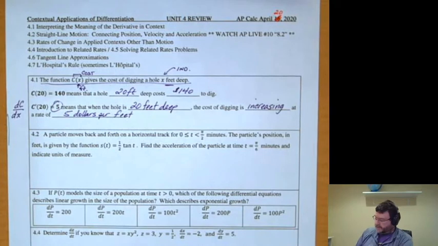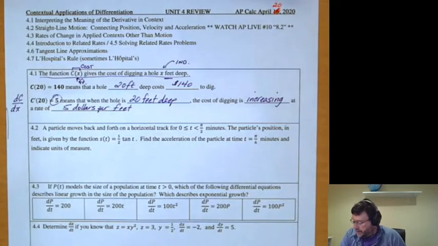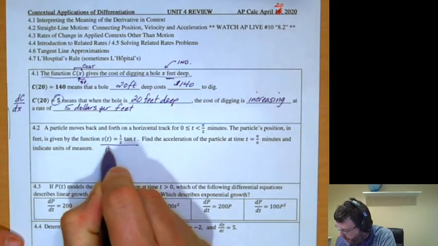4.2, a particle moves back and forth along a horizontal track for time t greater than 0 and less than pi over 2 minutes. The particle's position, in feet, is given by the function s of t is equal to 1/2 tangent of t. Find the acceleration of the particle at time t is equal to pi over 6 minutes and indicate the units of measure.